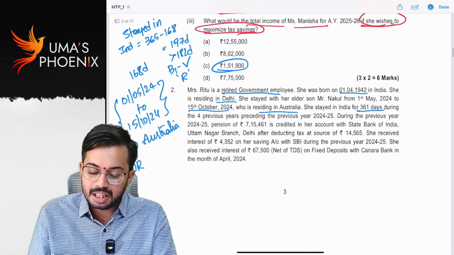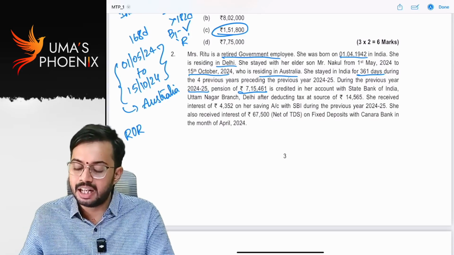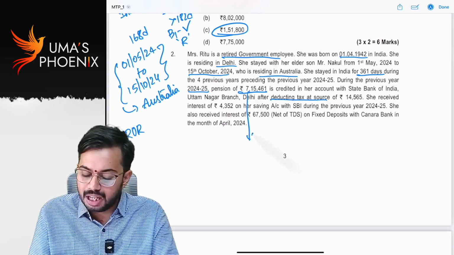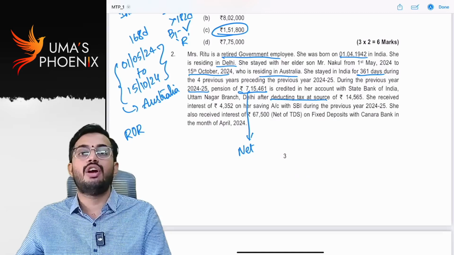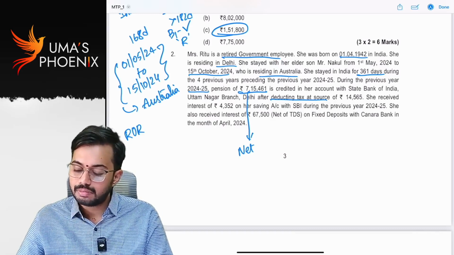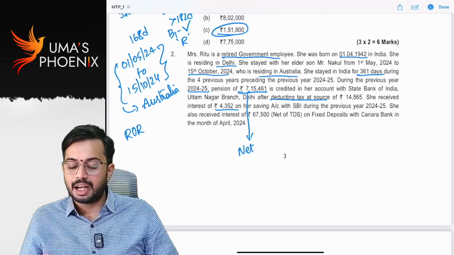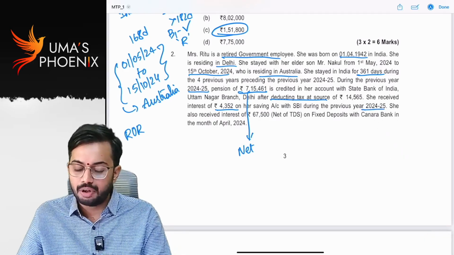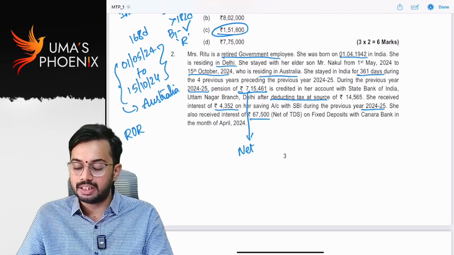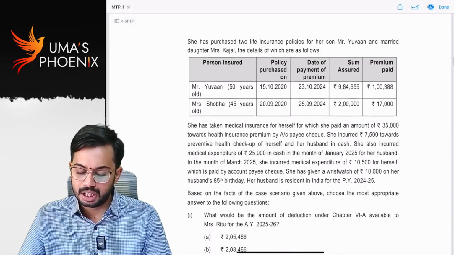Next, during previous year 24-25, pension of 7,15,461 is credited in her bank account with SBI after deducting TDS. So this amount is the net amount, okay, after deduction of TDS. If you want the gross amount, you need to add the TDS amount as well. She received interest of 4,352 on her savings bank account with SBI during previous year 24-25. She also received interest of 67,500 net of TDS on fixed deposits with Canara Bank in the month of April 2024. This is the information.